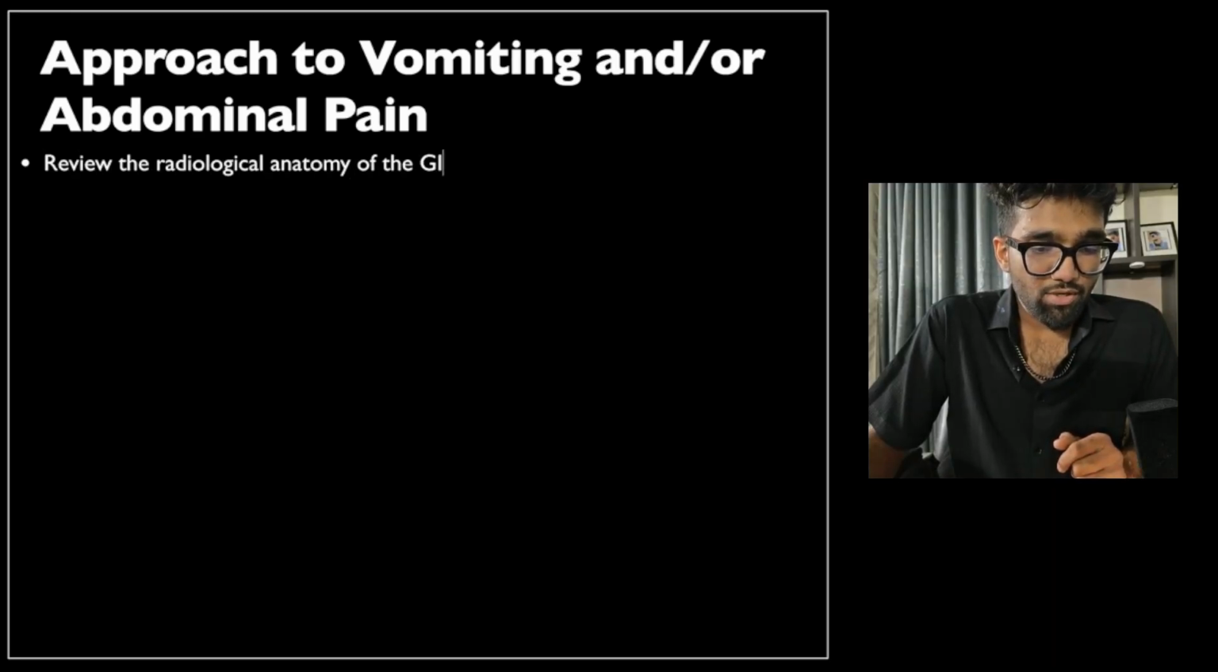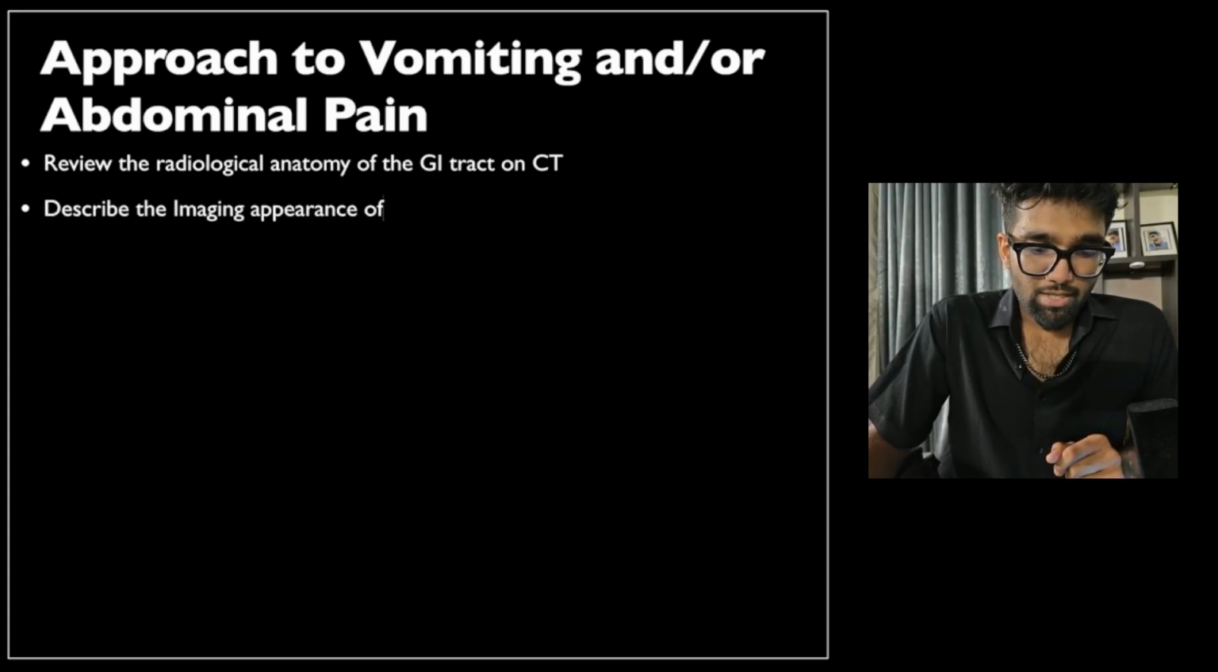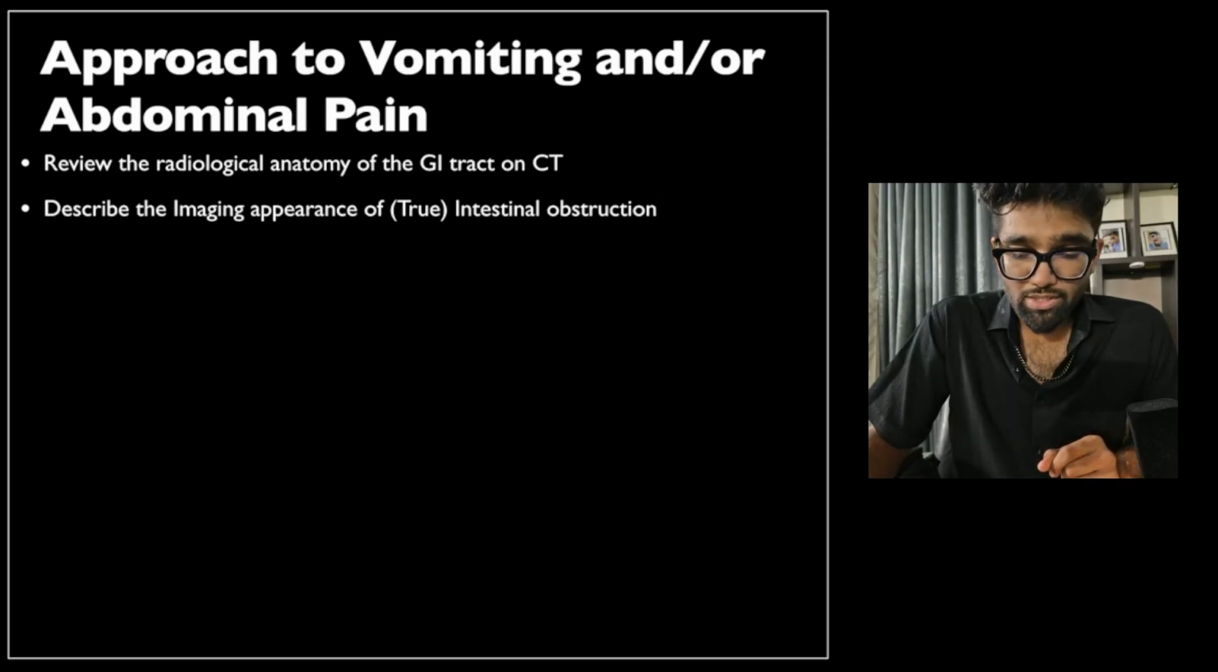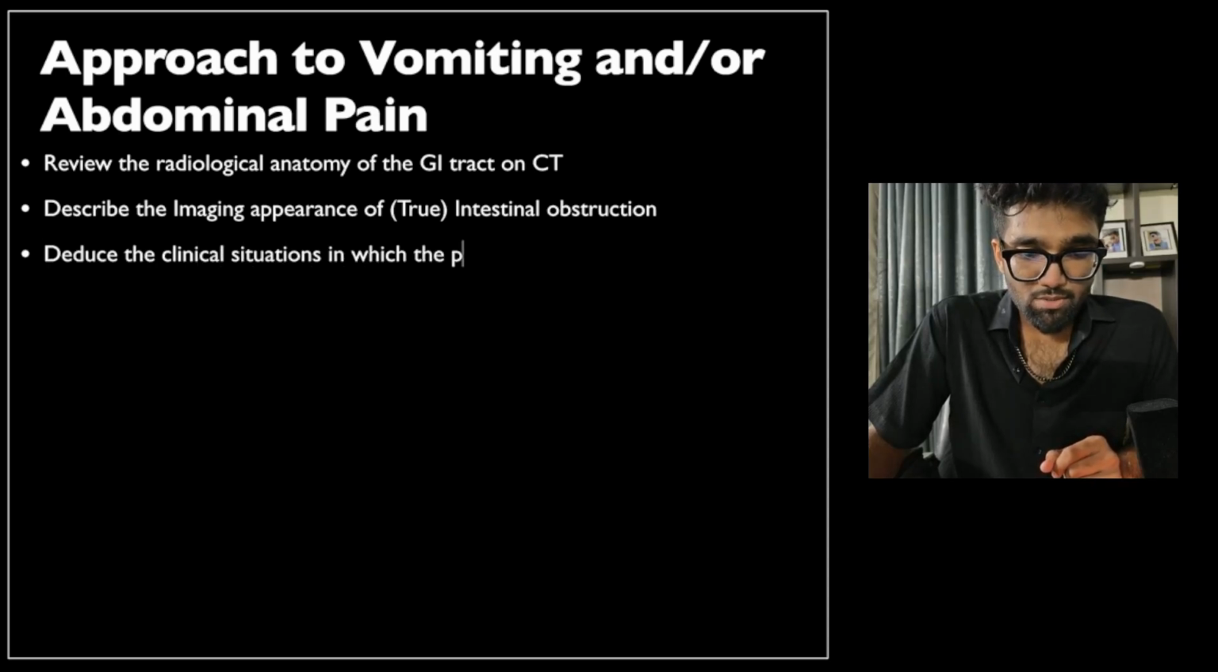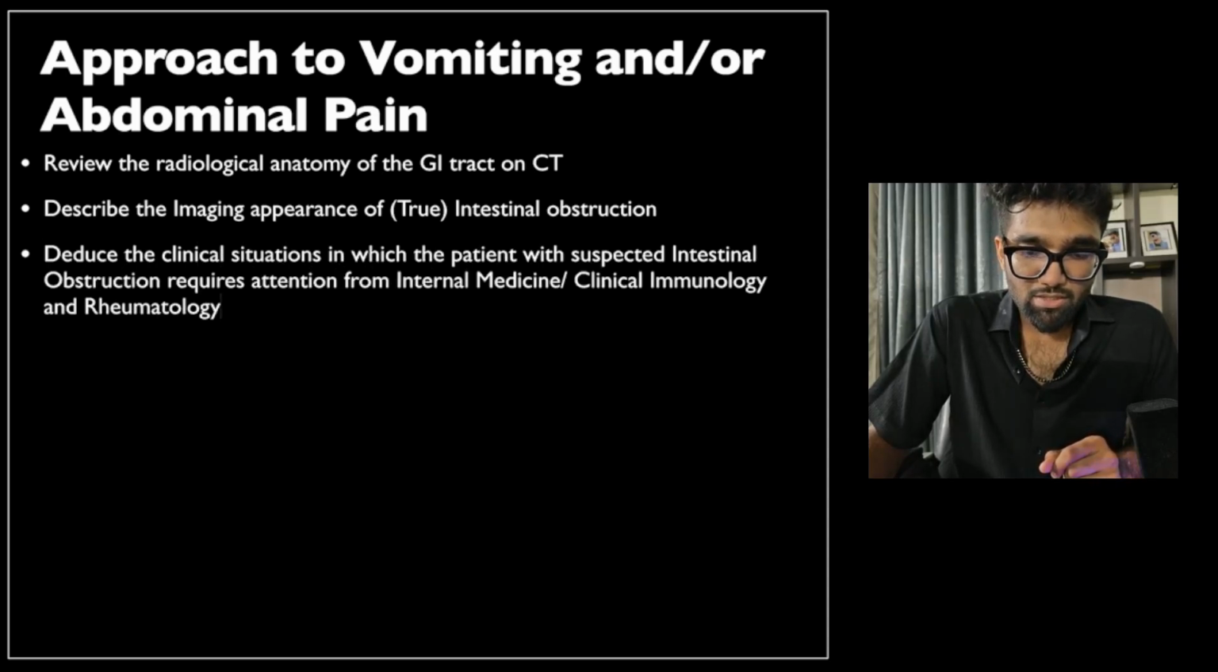We'll review the radiological anatomy of the gastrointestinal tract as seen on CT imaging. We'll describe the imaging appearance of quote unquote true intestinal obstruction. We'll deduce the clinical situations in which a patient with suspected intestinal obstruction requires attention from internal medicine or clinical immunology and rheumatology.